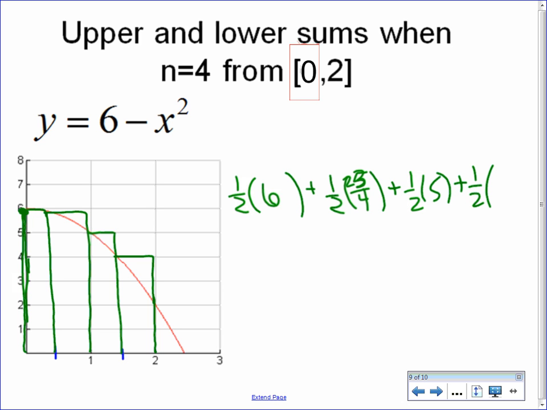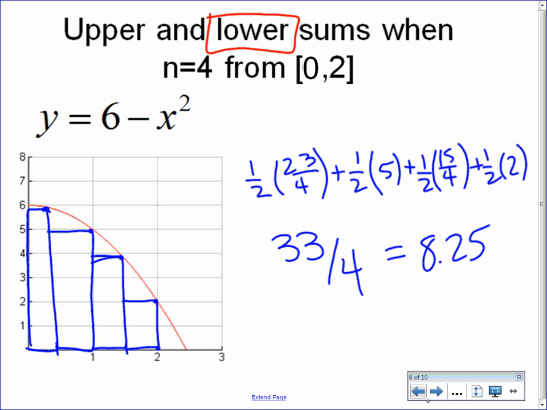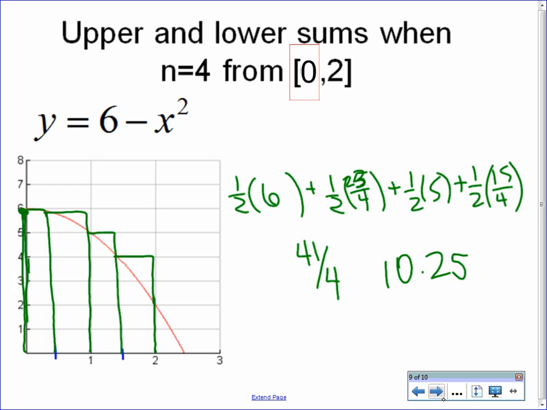10.25. Yep. What's a fraction? 45/4. Try again. Okay. 41/4. 10 1/4. Right? I just multiplied 10 by 25. That's okay. All right. So this one is bigger than this one. Should be true, correct? Our actual area is 28/3, which is 9 1/3, right?